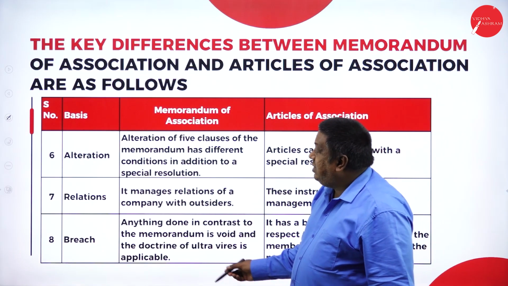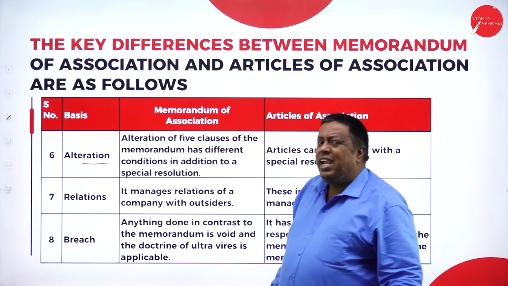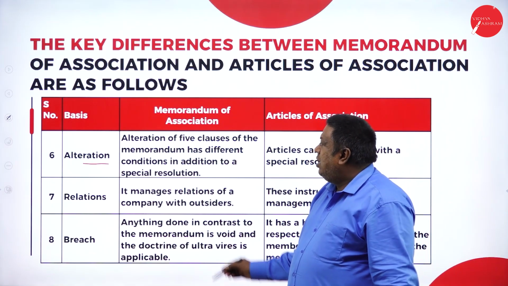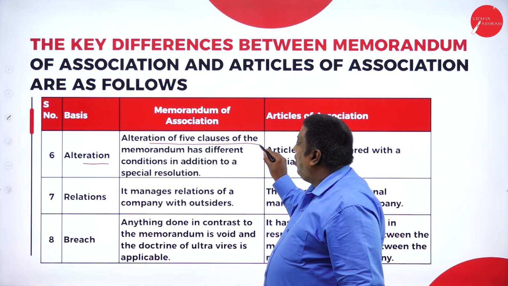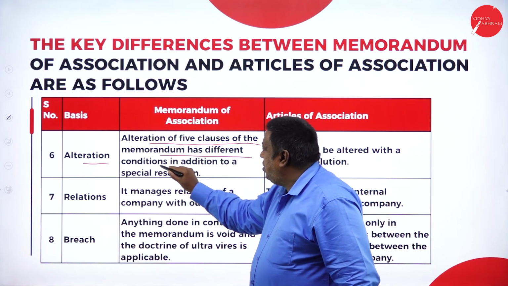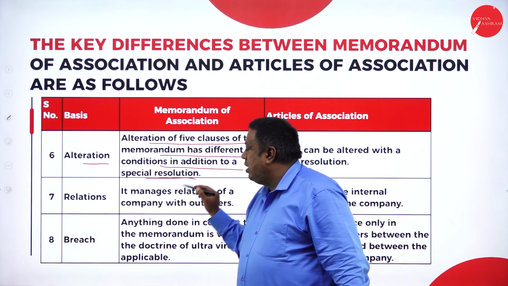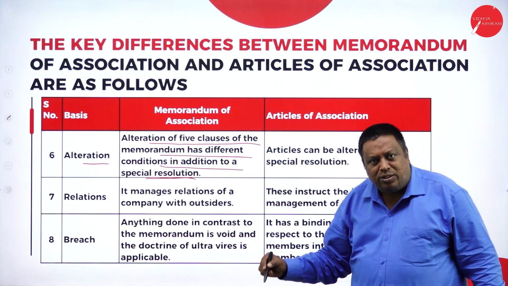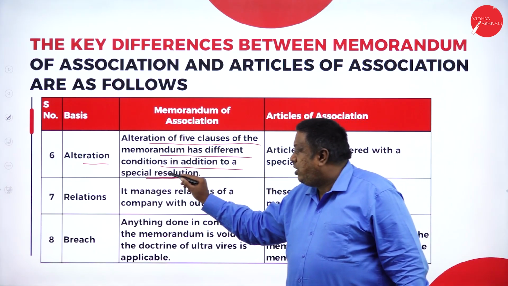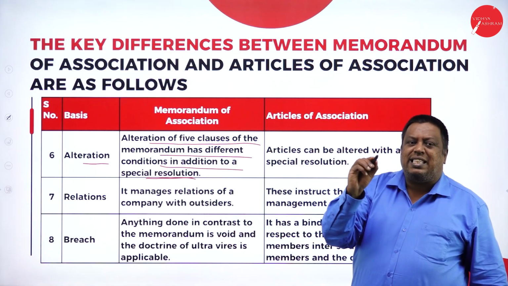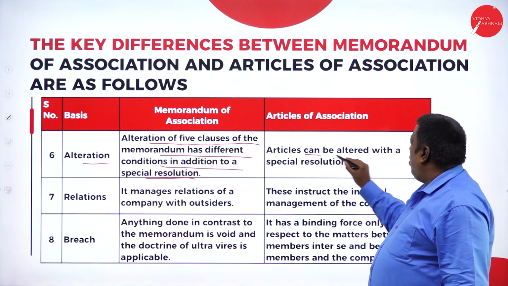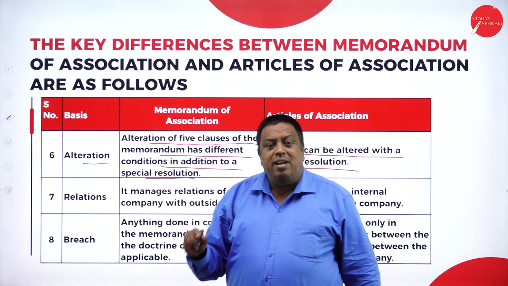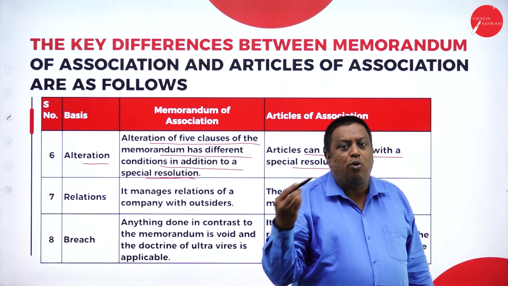The next, 6th difference, is alteration. Alteration means any modification if it is required in future. What is the procedure? It can alter any of the 5 clauses of the memorandum under different conditions, in addition to a special resolution. It means that if I want to modify the memorandum of association clauses, we have to pass a special resolution, then only it will be accepted. Articles can be altered with a special resolution. Even articles can be modified by passing a special resolution in the board meeting.